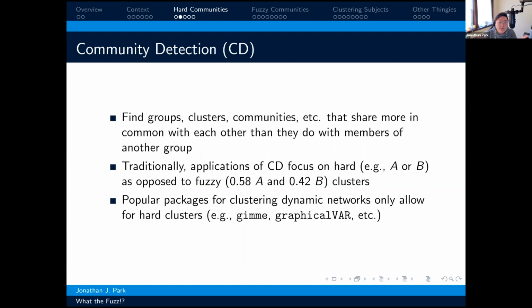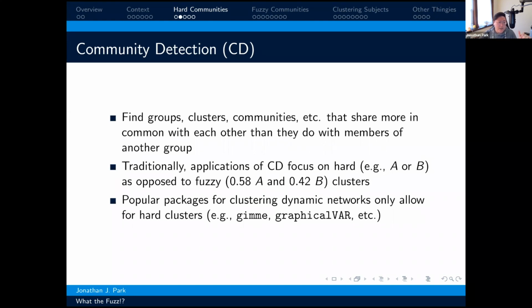And traditionally, in psychological applications and sociological applications, as well as just many other areas, we'll typically see applications of hard community detection. And that is to say that the decision points are usually your A or B. You can't have any nuance in that classification. And fuzzy clustering methods allow you to have some degree of membership across everything. And I'll talk about the specifics later.